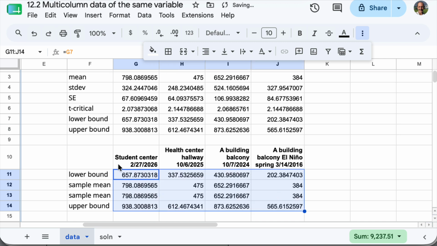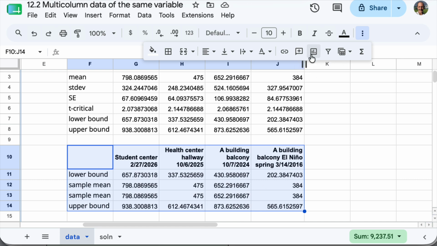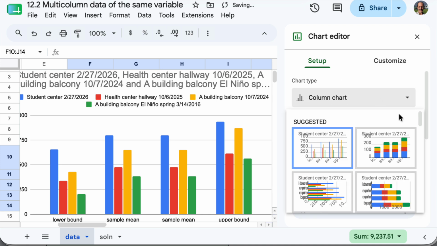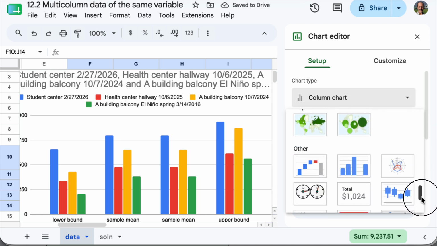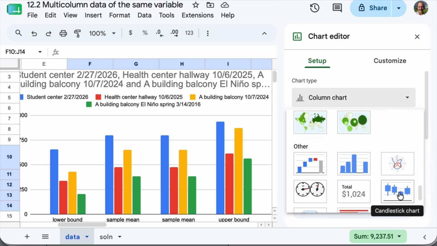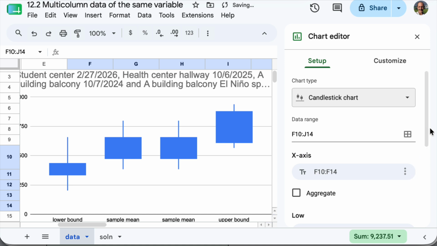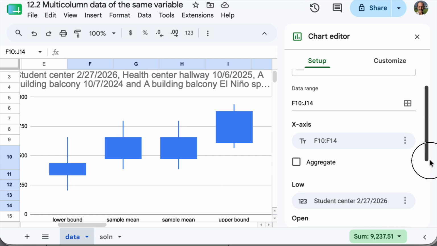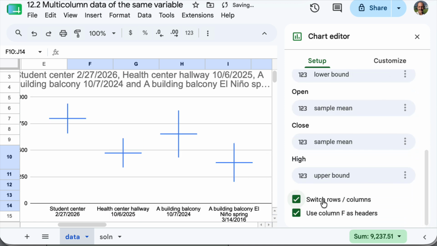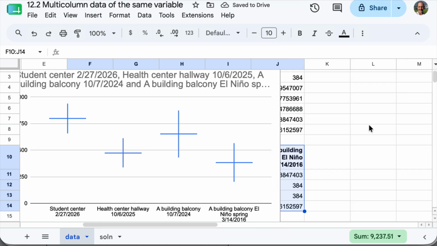I know that doesn't look a lot better, but now I can select this whole area here, and I can now make a chart. I'm going to make a very special kind of chart called a candlestick chart right there. That's not quite the right way. You'll see if you look at the bottom, it doesn't make any sense. It's lower bound. So I'm going to scroll down, switch to rows and columns. Now I have something that I can look at that will help me understand what's going on.